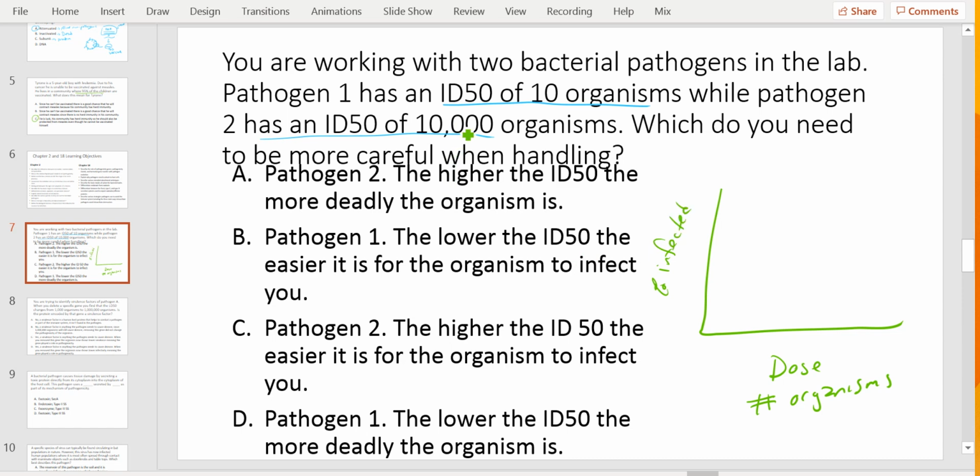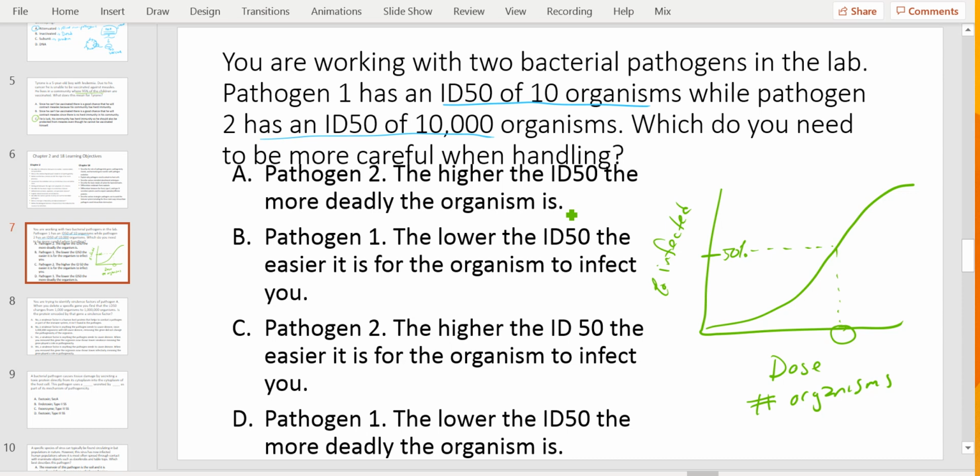And when you look at these, for every type of species, a pathogen, there's going to be a curve that you're going to see. It's going to go something like this. And the ID 50 is whatever dose, so whatever number of organisms you need to actually cause an infection in 50% of the population.